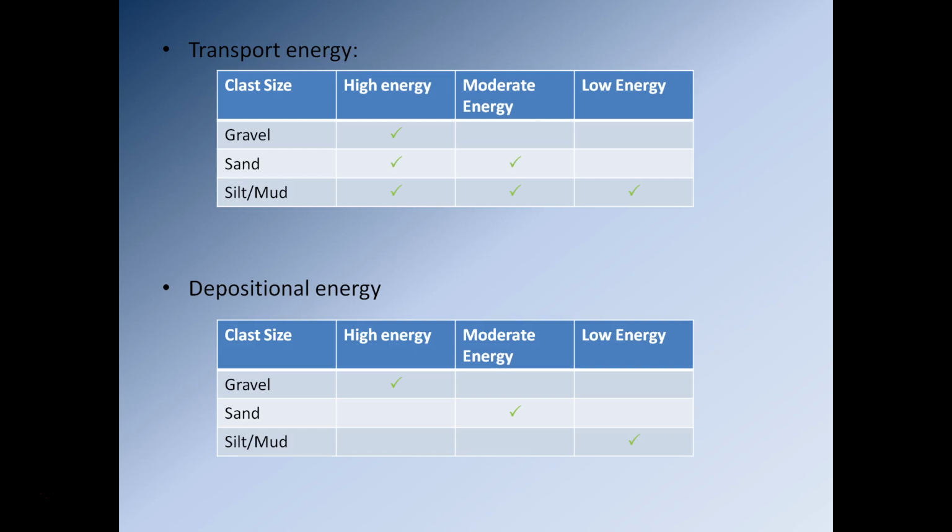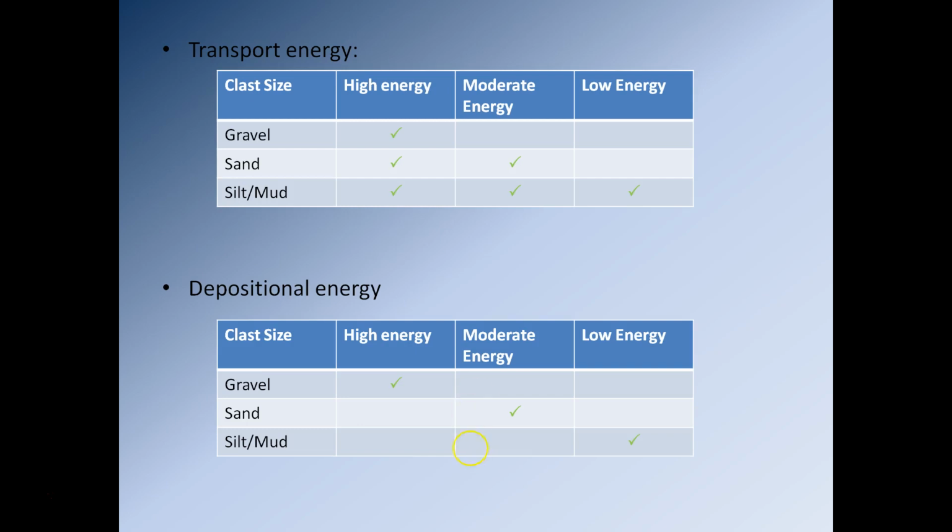So rocks that form in very high energy environments tend to contain lots of large clasts, but the small clasts tend to have been transported further downstream, so they don't actually end up in the rock. So then we have moderate energy environments. In the case of moderate energy environments, they were never capable of transporting gravels. So we instantly know, well, moderate energy environments should not have anything coarser than the sand.